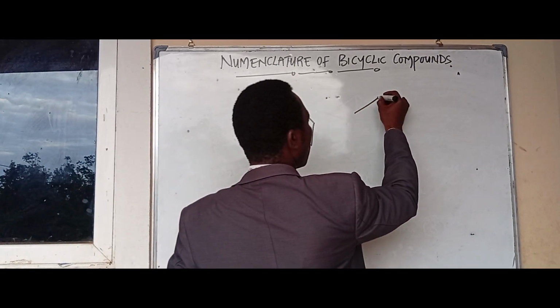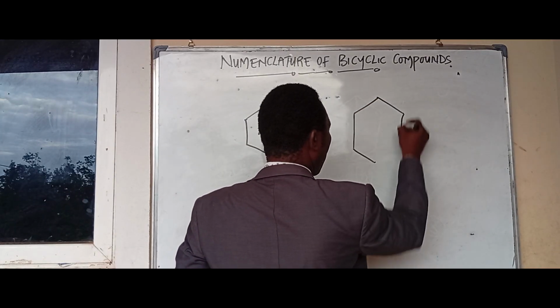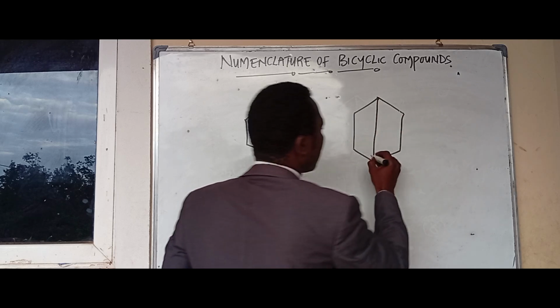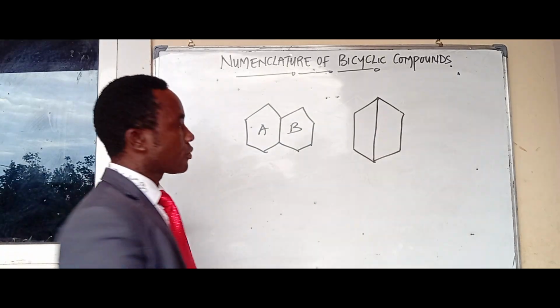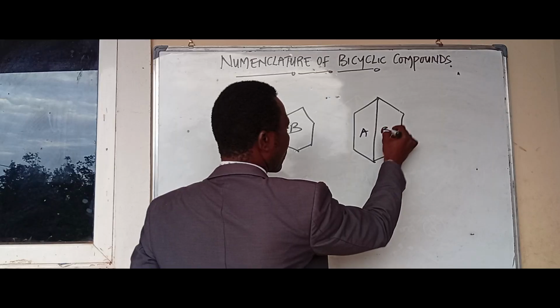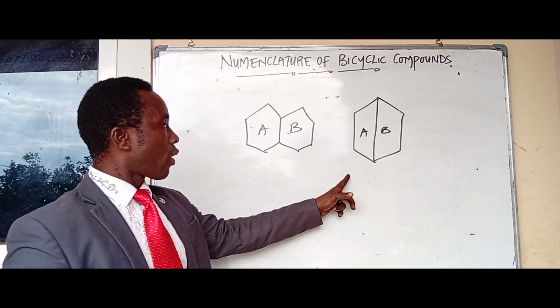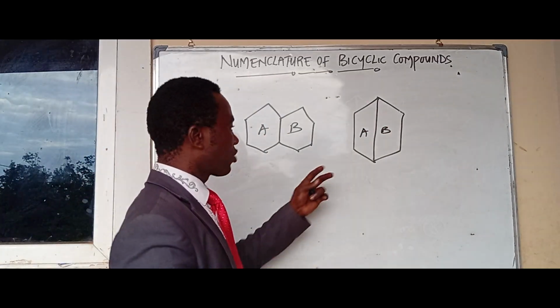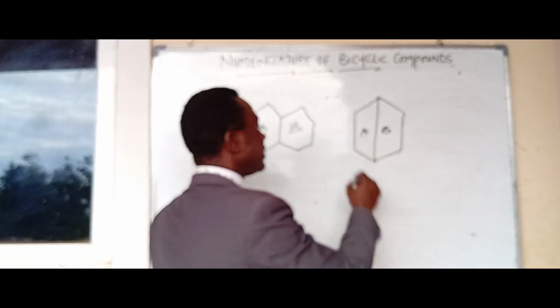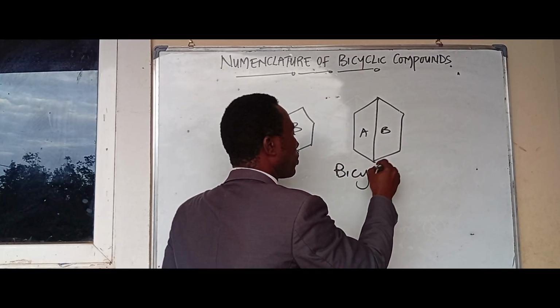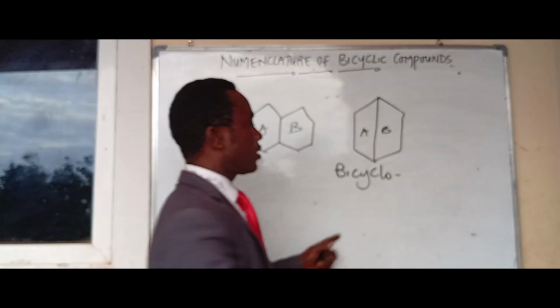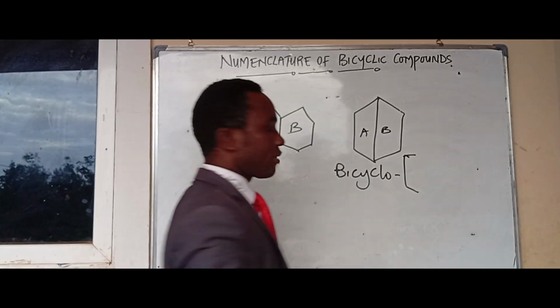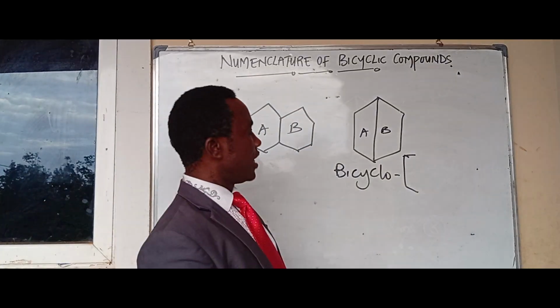Now, if we have this compound, it is also a bicyclic compound because it's made up of ring A and ring B. So how do I name this compound? Very simple to name. If you want to name a bicyclic compound, the name must start with bicyclo. Okay, you put your hyphen, then put a parenthesis.